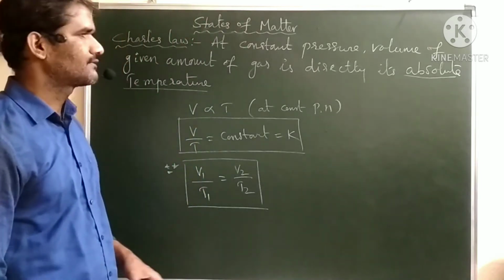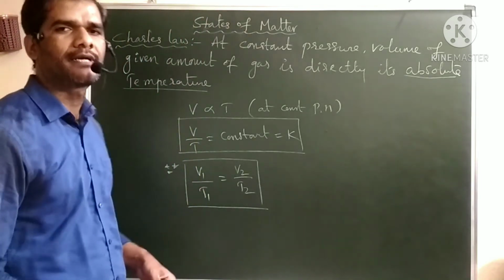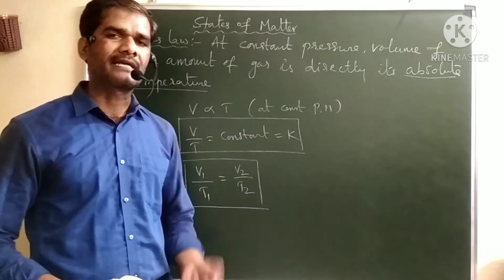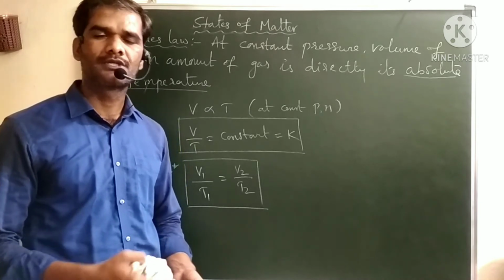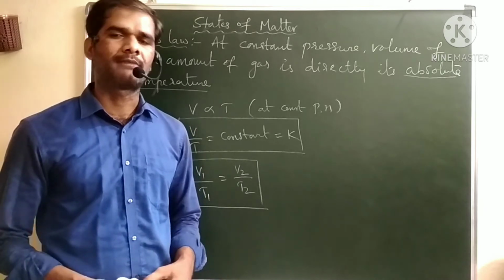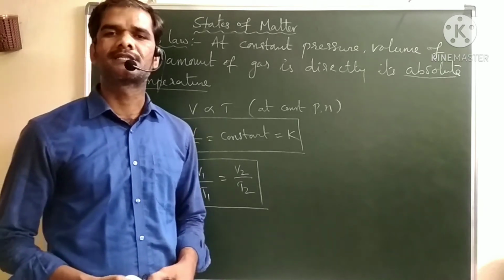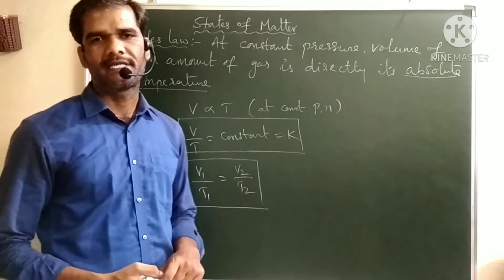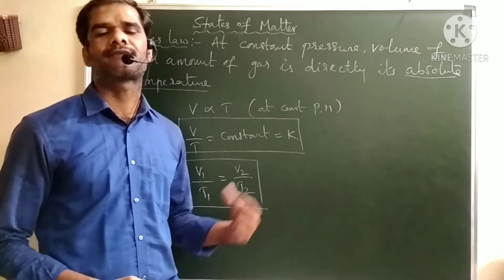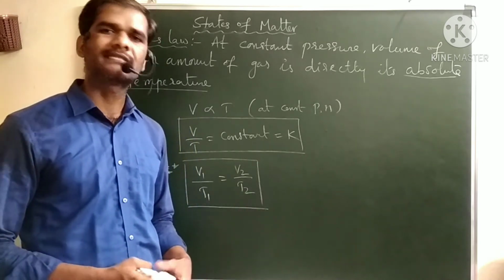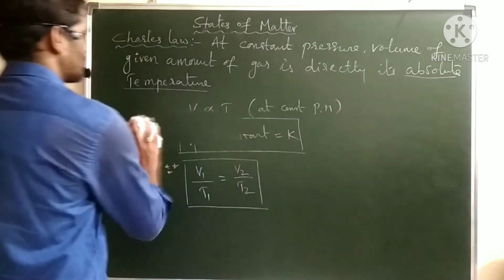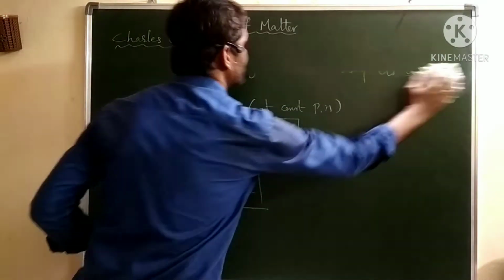But the original statement for Charles law is this: if we increase the temperature, the volume increases. By what factor will it increase? Originally, practically, if we increase or decrease the temperature by 1 degree with respect to 0 degree centigrade, then the volume of the gas will increase by a factor of 1 by 273.15 of its initial volume at 0 degrees Celsius. That is the actual statement for Charles law.